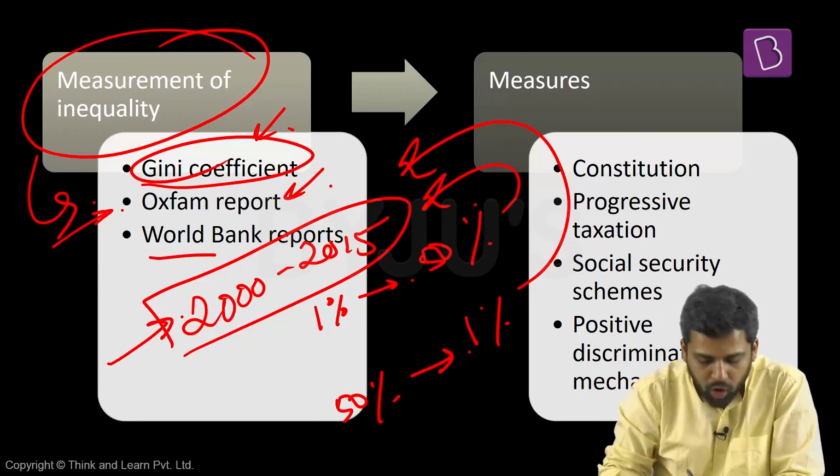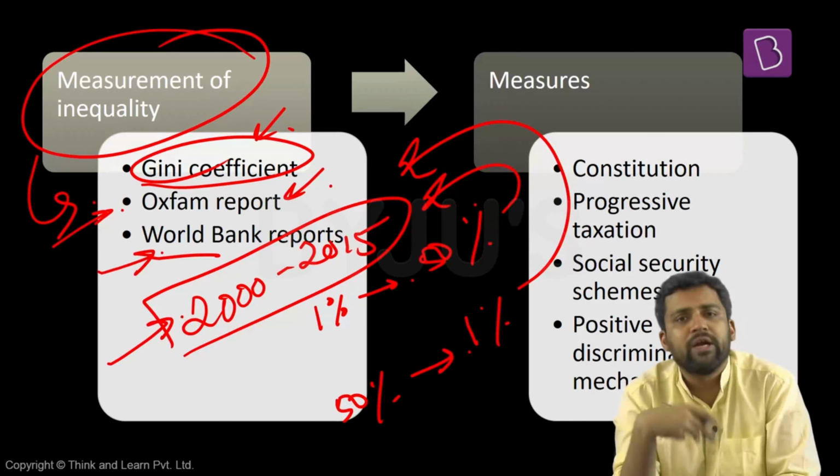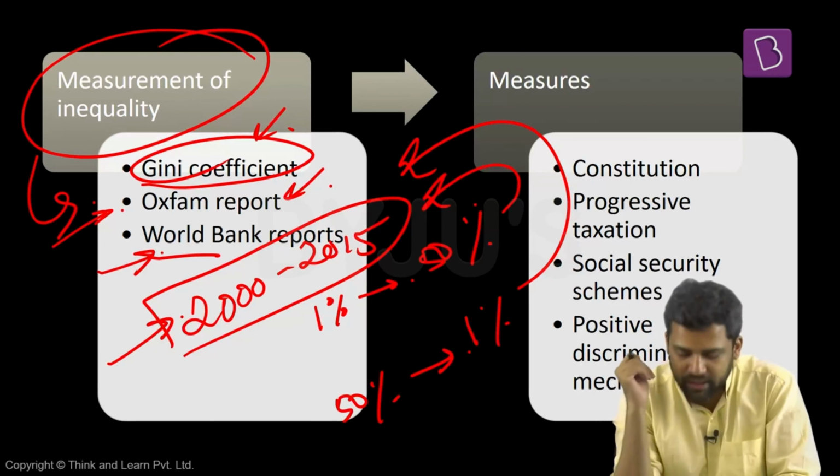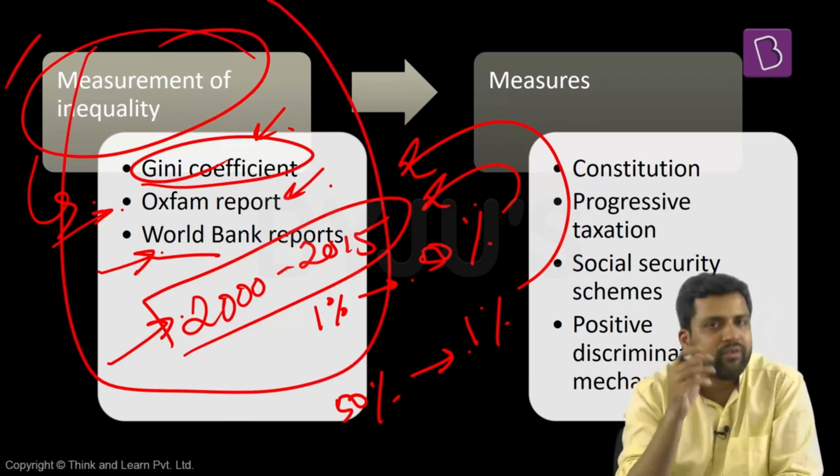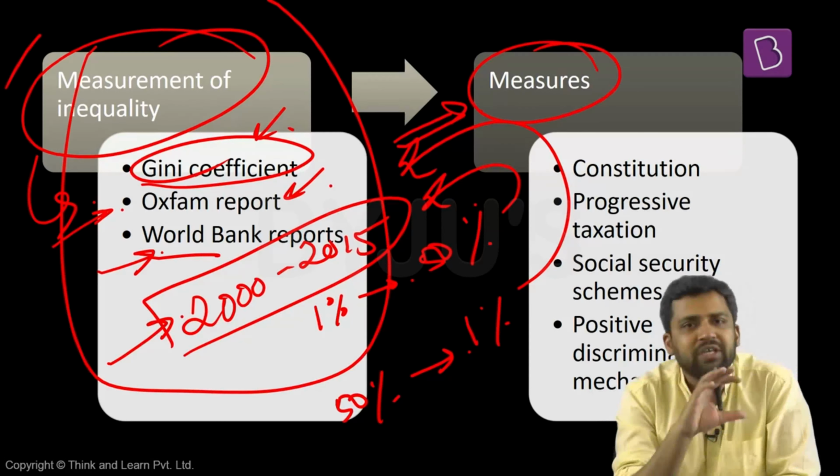Sometimes the World Bank also comes up with these kinds of reports. The World Bank had also talked about inequality, and about some of the mechanisms by which we can tackle it. So we measure inequality from time to time. What are some of the suggestions and measures by which inequality can be addressed?